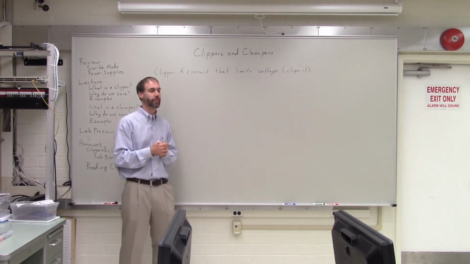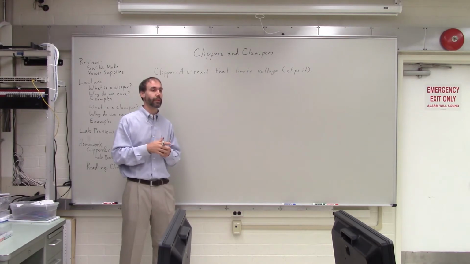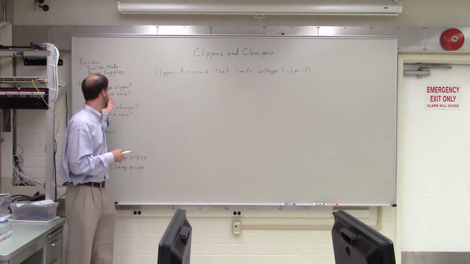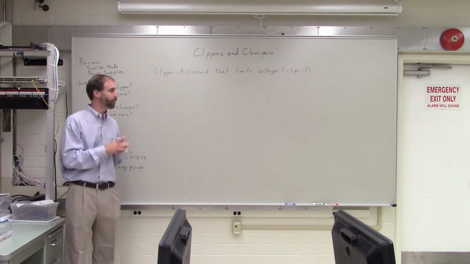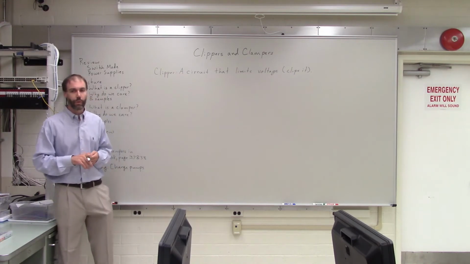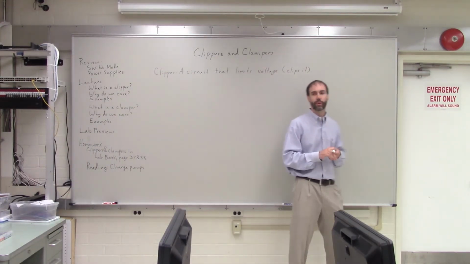So what's the difference between this and like a Zener diode? A Zener diode would be one example of a Clipper circuit. Yeah, we'll see that Clippers use diodes in order to implement their clipping. So where is a place that we might use a Clipper circuit? Why might that be important?